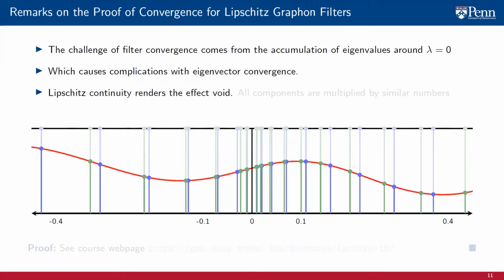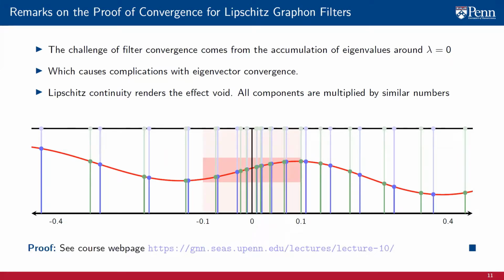The second critical observation in the proof is to realize that the Lipschitz continuity hypothesis renders this problem void. Indeed, since the filter is not changing too quickly, all GFT or WFT components that are associated with eigenvalues close to zero are multiplied by a similar number. It doesn't matter that we can't tell them apart because the filter does not distinguish among them either. Look at the proof to see how these arguments play out.